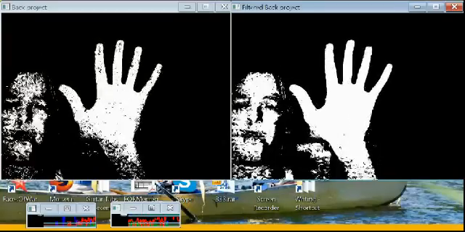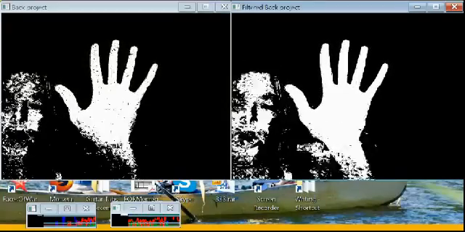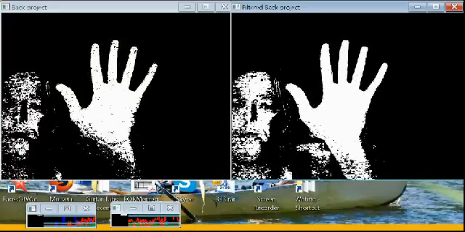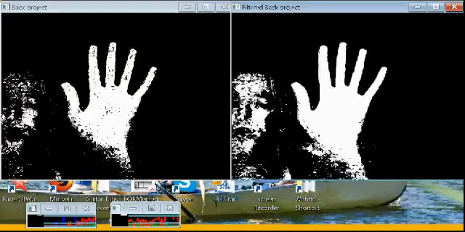Obviously the hand is a little bit more filled in, there aren't so many holes and whatnot, so this is the result that I was hoping to achieve. I was hoping to achieve better back projections with unimodal filtering, and I achieved that result.